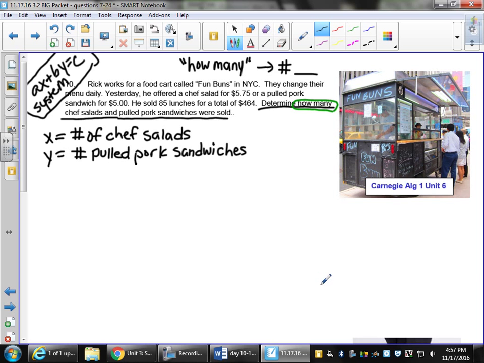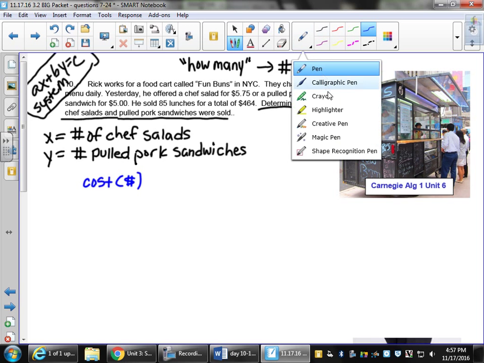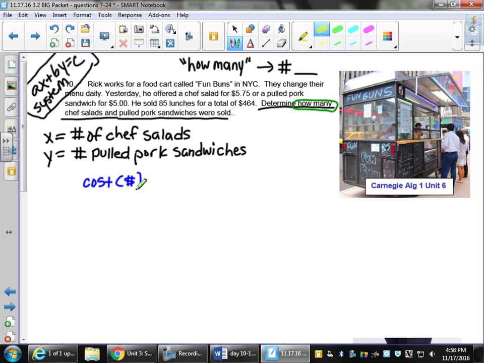Okay, now we need to mentally group what goes together. So I see money is involved. Money for the pulled pork, money for the chef salads. So we're going to have an equation about cost. I'm going to make that yellow. What can we say about cost? Chef salad for $5.75 or a pulled pork sandwich for $5.